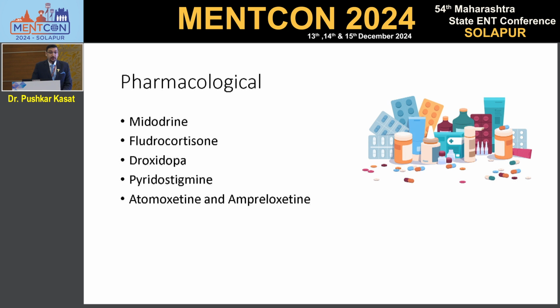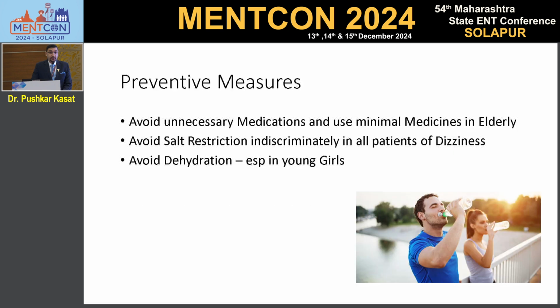These are various medicines which can be used. I don't have time to describe all the medicines, but these usually have to be started in consultation with the cardiologist or neurologist. I usually do not start them myself. Preventive measures: you should avoid unnecessary medications and use minimal medicines in elderly patients. Avoid salt restriction indiscriminately in all patients of dizziness. And especially in young girls, you should advise that dehydration should be avoided.